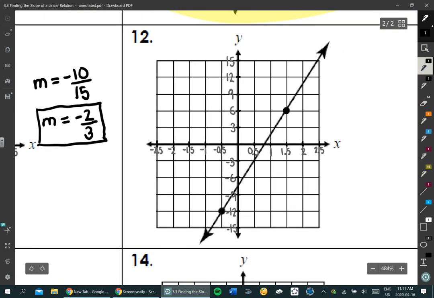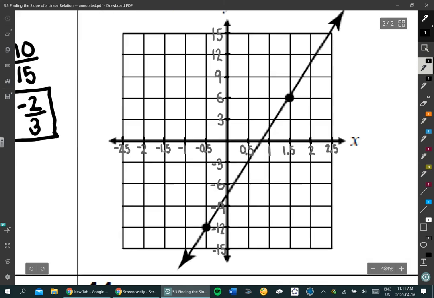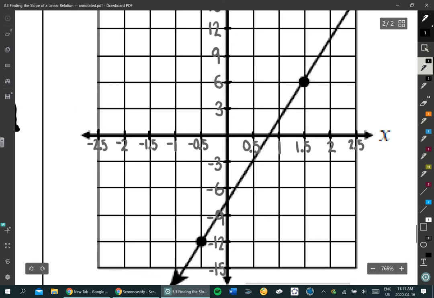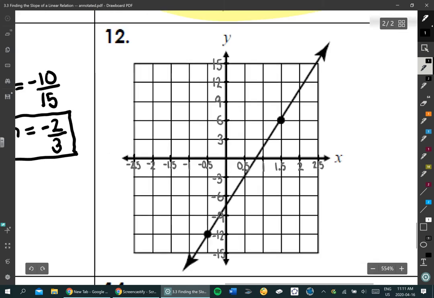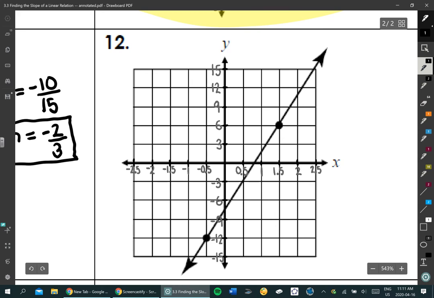Okay, number 12. Sometimes we will even see decimals in scales. So if you look at our x-axis here, we're counting by 0.5. Sometimes that happens. All right, and then our y-axis, we're counting by 3s. So let's go ahead. This is positive slope, right? We can see it's increasing. So our rise is going up, up, up, up. And our run goes over.